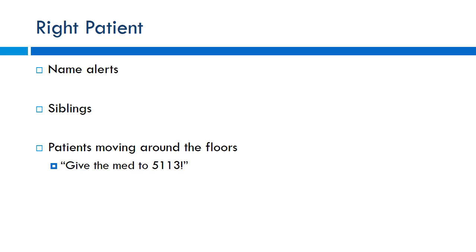Which Smith, right? So it's important to make sure you're being very specific about that. Siblings, can't tell you how many baby A's and baby B's that we have in the NICU, and they share the same room. So it's like, okay, well, which one should get this dose versus this dose? Very, very difficult there. And then patients move all the time, right?